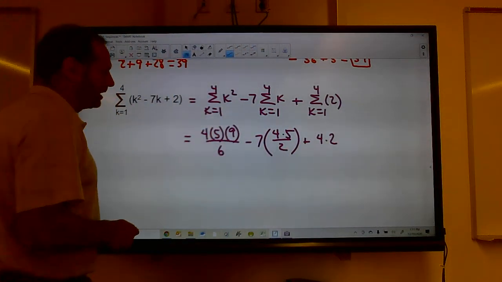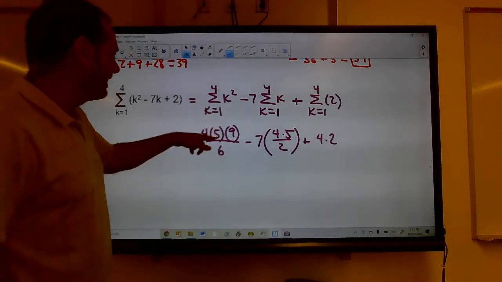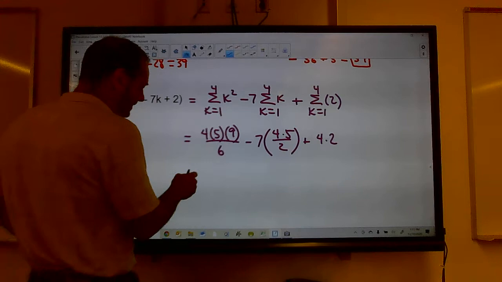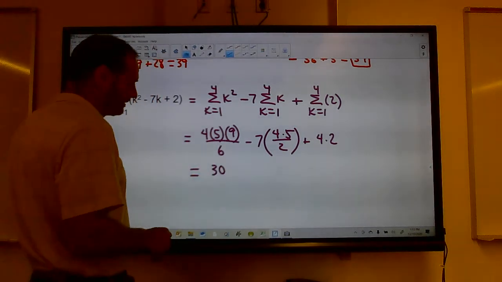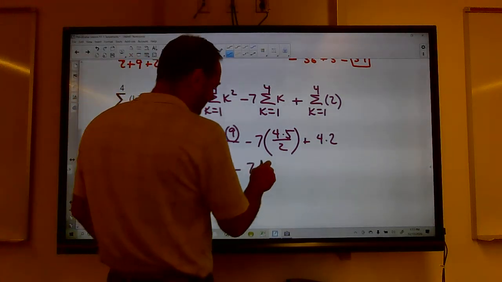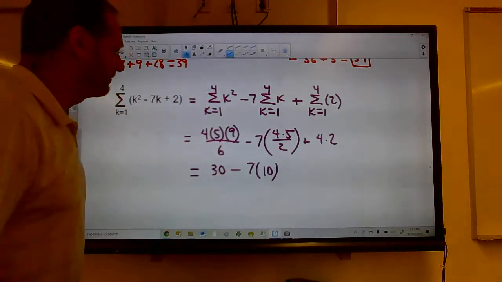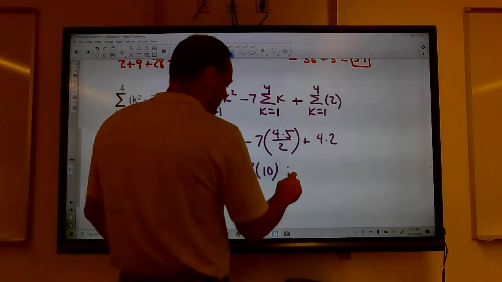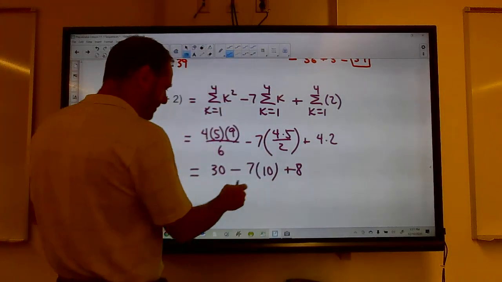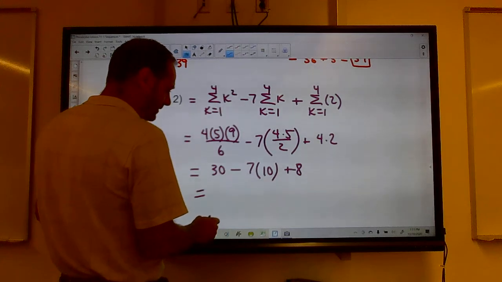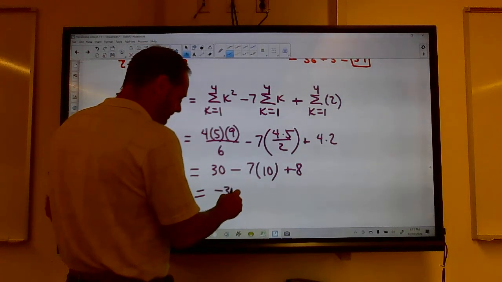So, 45 times 4, that's 180, divided by 6, that's 30. Minus 7 times 10, 20 divided by 2 is 10, plus 8. So 30 minus 70 would be negative 40, plus 8, that's going to be negative 32.